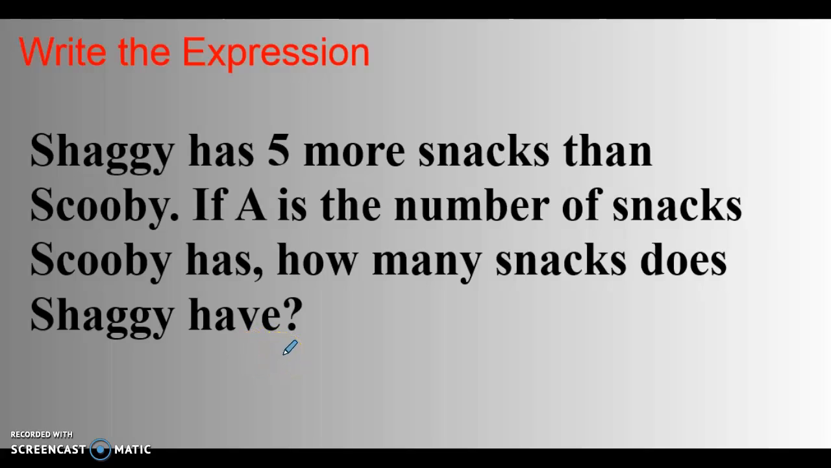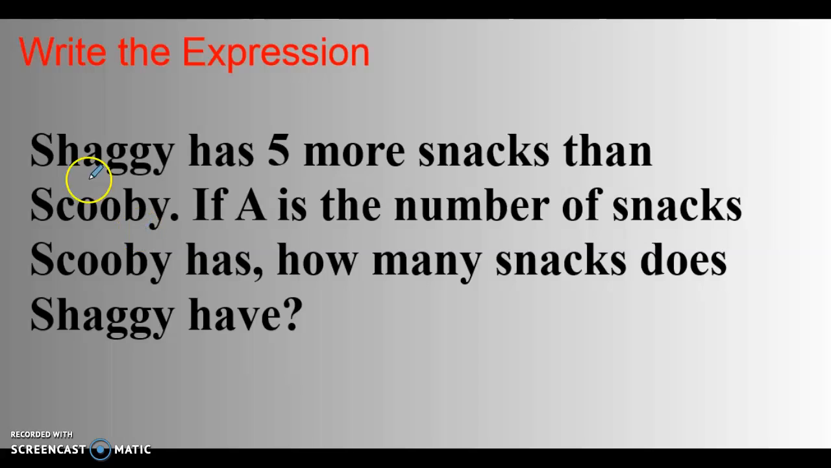Today we're going to practice writing expressions based on given story problems. We're going to do 4 together, and then at the end, you're going to be given the expression and asked to write the story problem. This one says, Shaggy has 5 more snacks than Scooby.